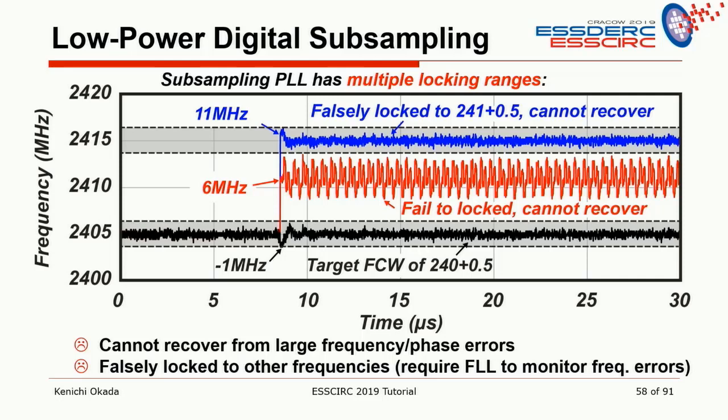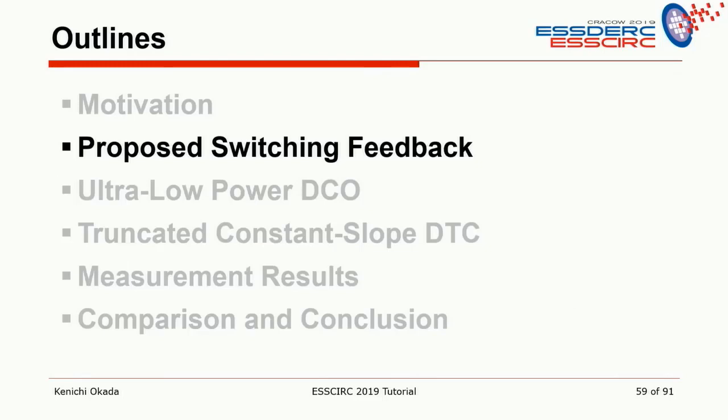On the other hand, one more issue is, if this disturbance becomes around here, in this case 11 megahertz, it locks at a wrong frequency, just plus 1 in the FCW, which is another stable point. So this is a very common issue for subsampling PLL without some FLL or something. So some backup technique will be required.